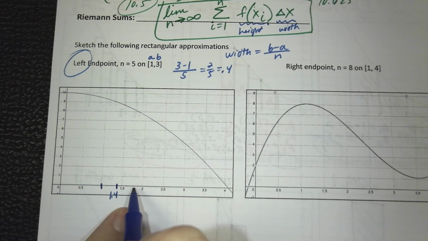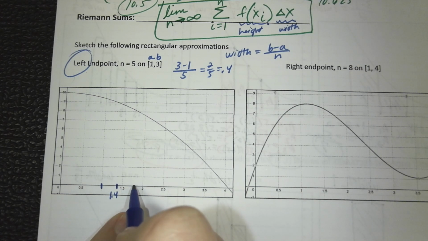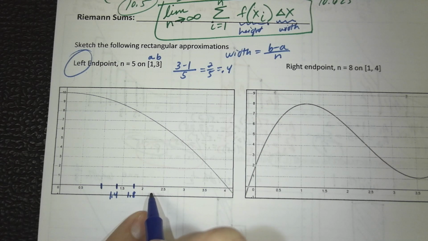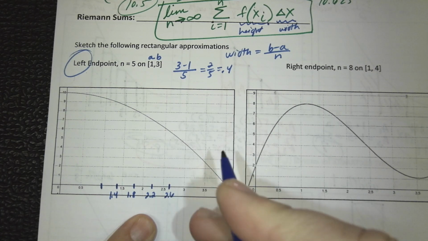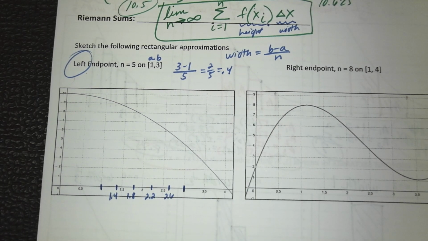The next width would be 0.4. Where would I land at? 1.8. The next 0.4 would go to 2.2. 2.2 plus 0.4 is 2.6. And then 2.6 plus 0.4, guess where I land at? 3. Okay, so now we have all the widths of the rectangle.